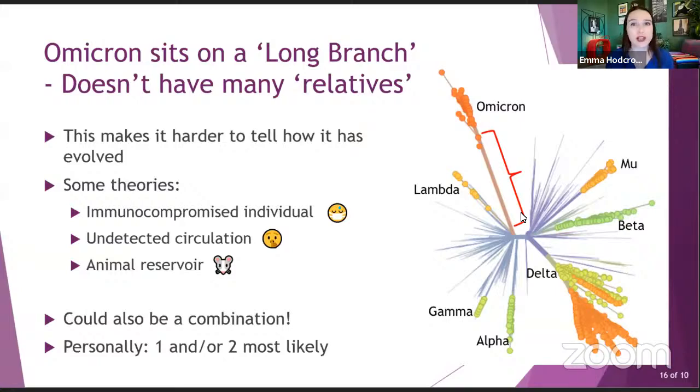Of course, this doesn't rule out that this is possible, but certainly I think it reminds us that we have seen circumstances where immunocompromised individuals have led to many mutations, and we know that we don't have surveillance all over the world. It's also important to remember that it could be a combination of 2 or more of these that could lead to this long branch effect.